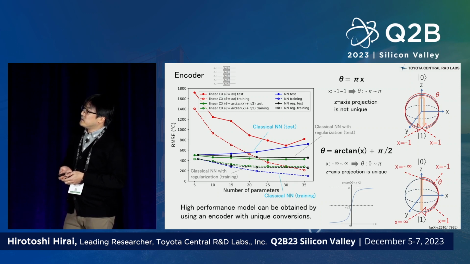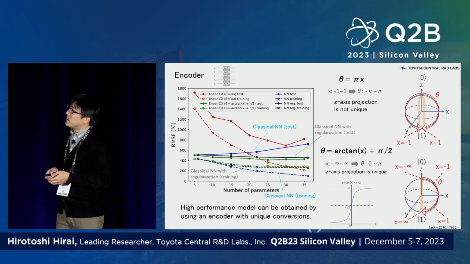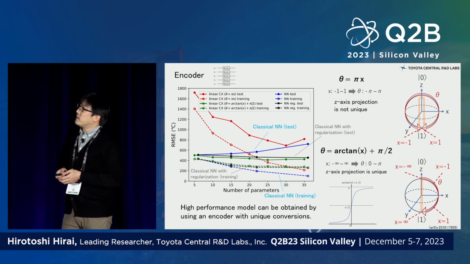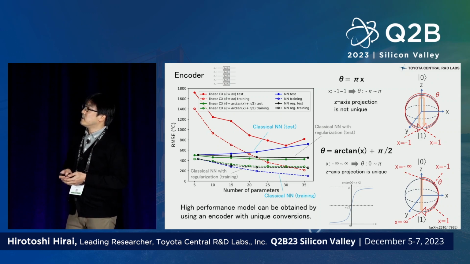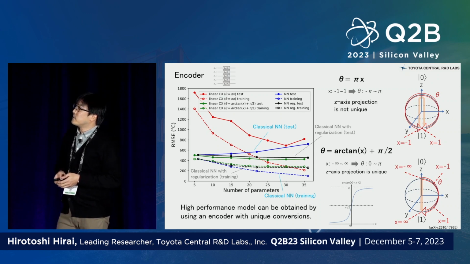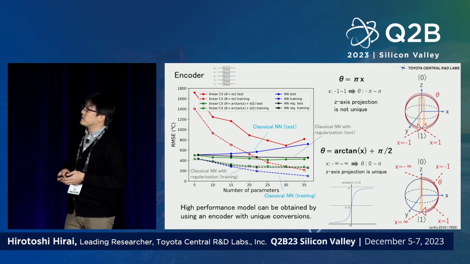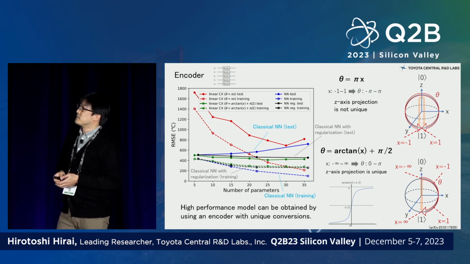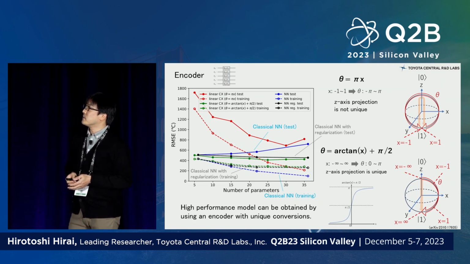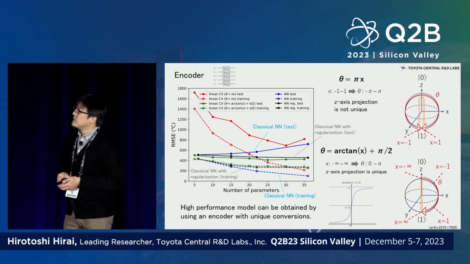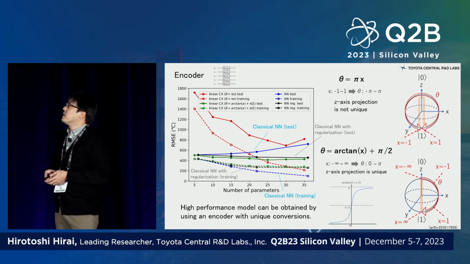By increasing the parameters, the error for training data can be reduced, but errors for test data, for unknown data, increase. This is a typical overfitting tendency. On the other hand, the QNN models, except in a small region, show no overfitting tendency. But there are large differences between these QNN models. This is because of the encoding method.